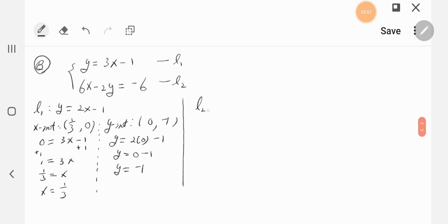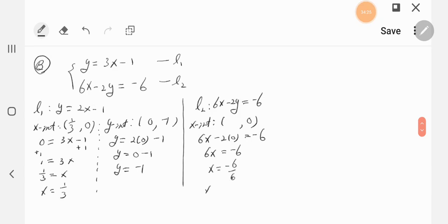Okay, for line 2. Line 2 is 6x minus 2y is equal to negative 6. So from here, let's find the x-intercept. What do we do? We set the y value equal to 0. So 6x minus 2 times 0 is negative 6. So 6x is equal to negative 6. Divide each side by 6. So x is equal to negative 1, right?